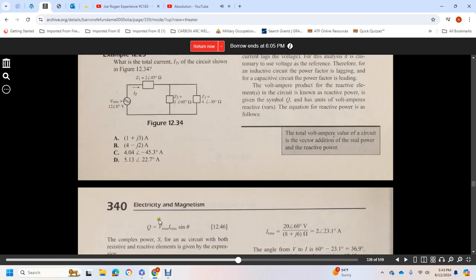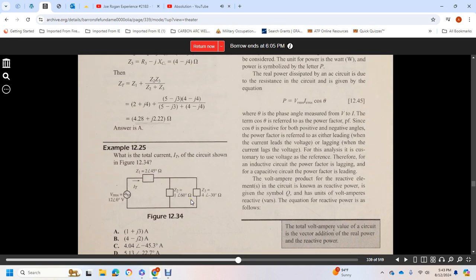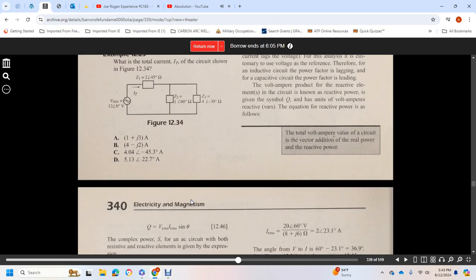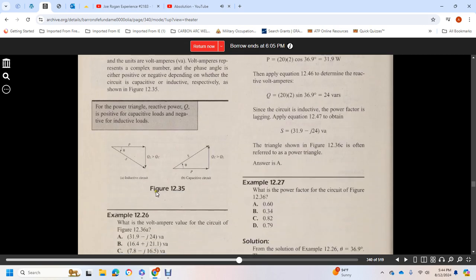So the quantity of the root mean squared volts times the root mean squared amps times the sine of the angle is the reactive power. The complex power S of the AC circuit, for the resistive and reactive elements, is given by S equal to the real power plus or minus j times the reactive power, with units of volt-ampere. It is a complex number with a phase angle that is either positive or negative depending on whether the circuit is capacitive or inductive respectively, as shown in figure 12.35. The power triangle: reactive power is positive for capacitive loads and negative for inductive loads.